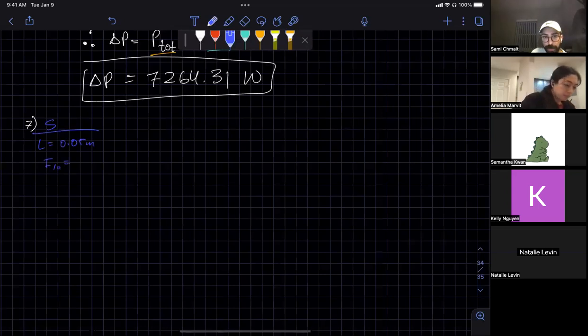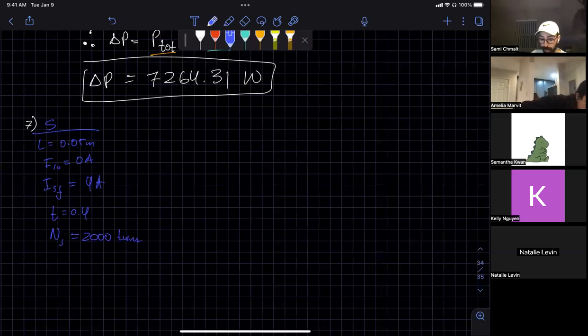We know the initial current, 0 amps. And then we also know the final. And S down here, again, stands for solenoid. So whenever I label things like that, that's what I'm talking about. You know, time is 0.4. You know the amount of turns the solenoid has, so that's equal to 2,000 turns. And we know the radius, RS, is equal to 0.08 meters, right?